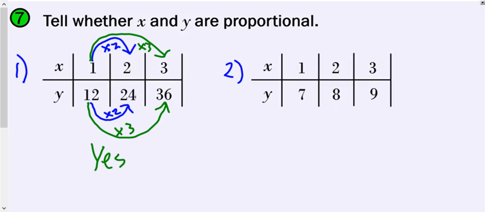Now if we look at the second example, we have 1 times 2 to get to 2. So that should be the same in the y column. 7 times 2 does not equal 8. So this one is not proportional.